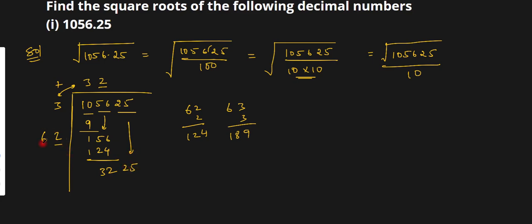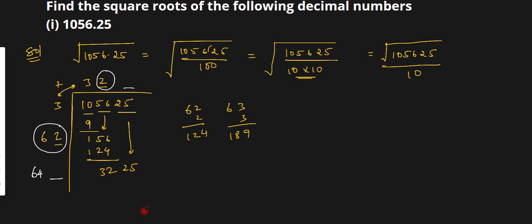Now add this 62 with 2. Okay, I'll change the color. So now add these two values, 62 with 2. What you will have? 64. Now you have 64. 62 plus 2 will give you 64. Now choose a value here and here in such a way which is equal to or less than 3225.